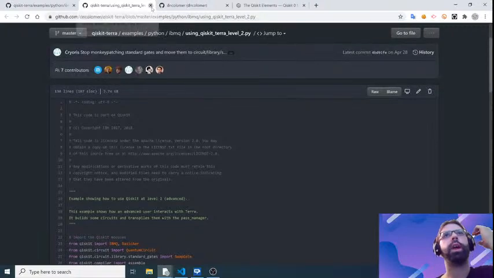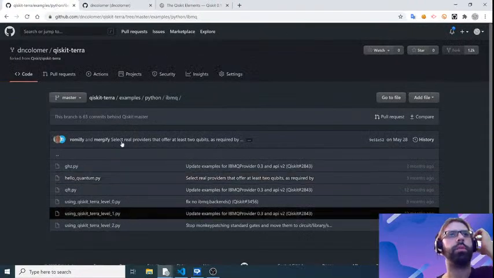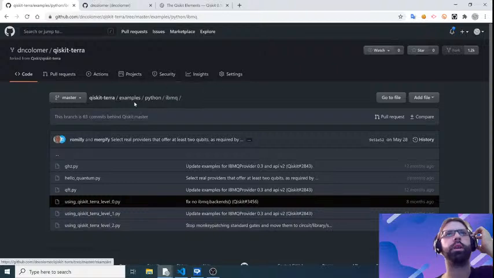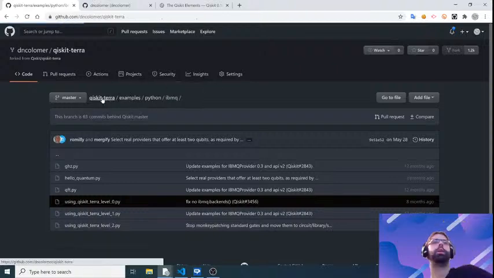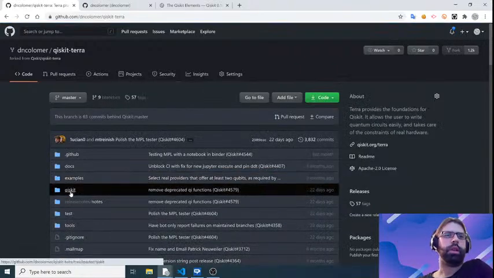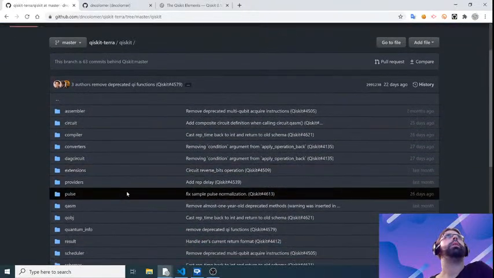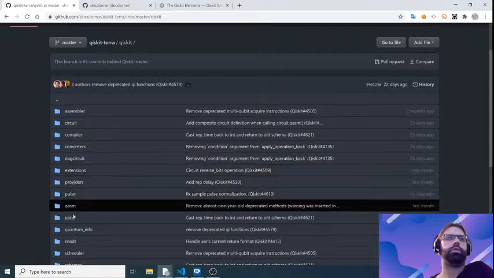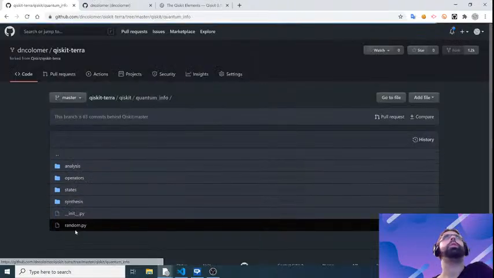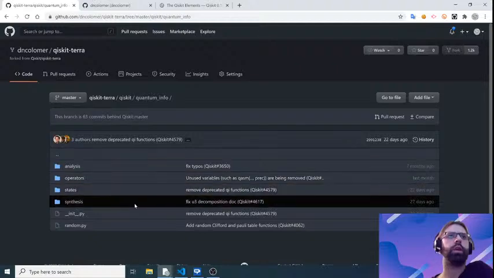Okay, well, let's go ahead and take a look at what's in the Qiskit quantum info part. Because here we've got analysis, operators, states, and synthesis.